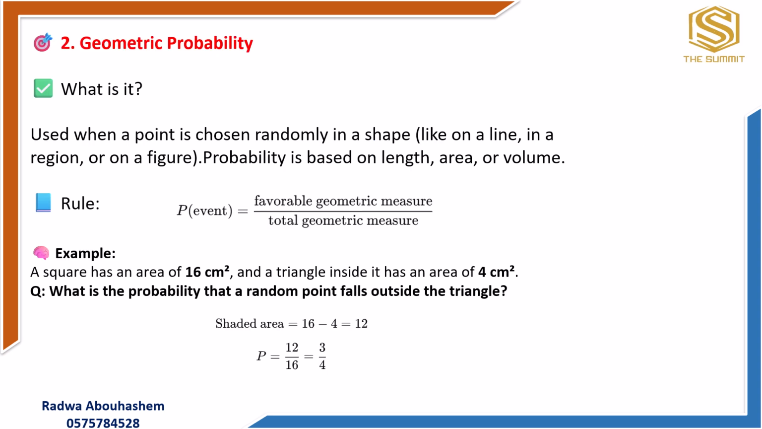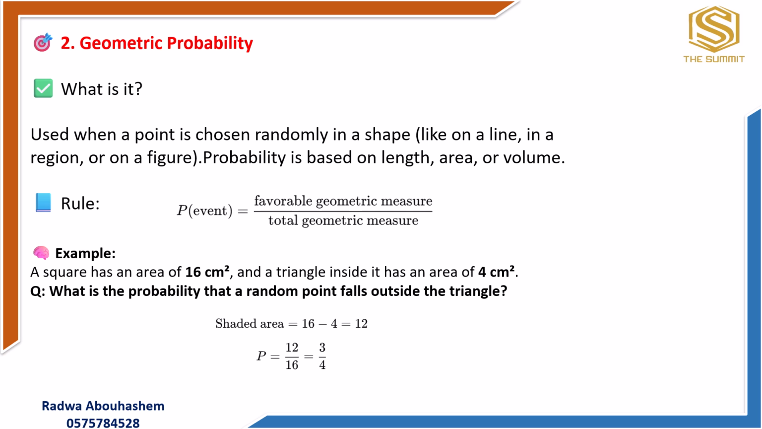Now let's go to geometric probability. What is the meaning of geometric probability? We use this when a point is chosen randomly in a shape, and this depends on length, area, or volume. So the rule here is that whatever geometric measure you want over the total geometric measure. Let me give you an example to understand.